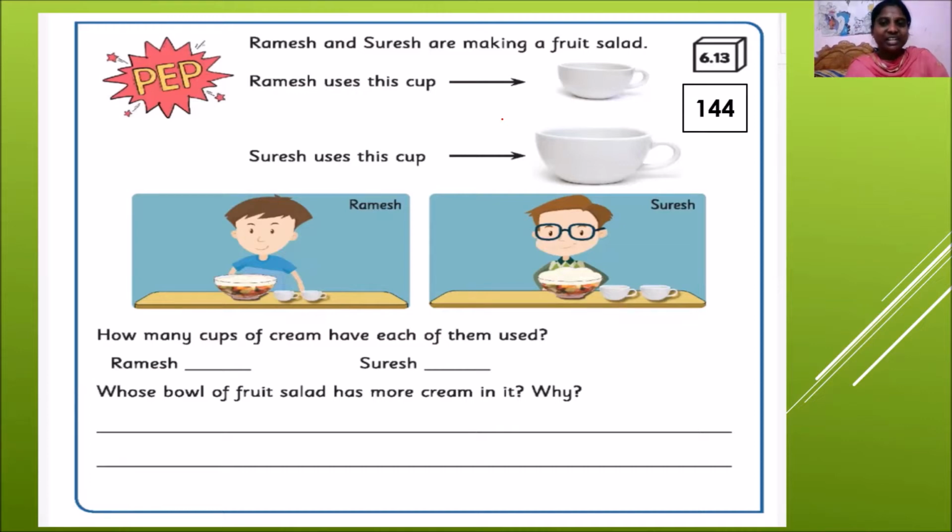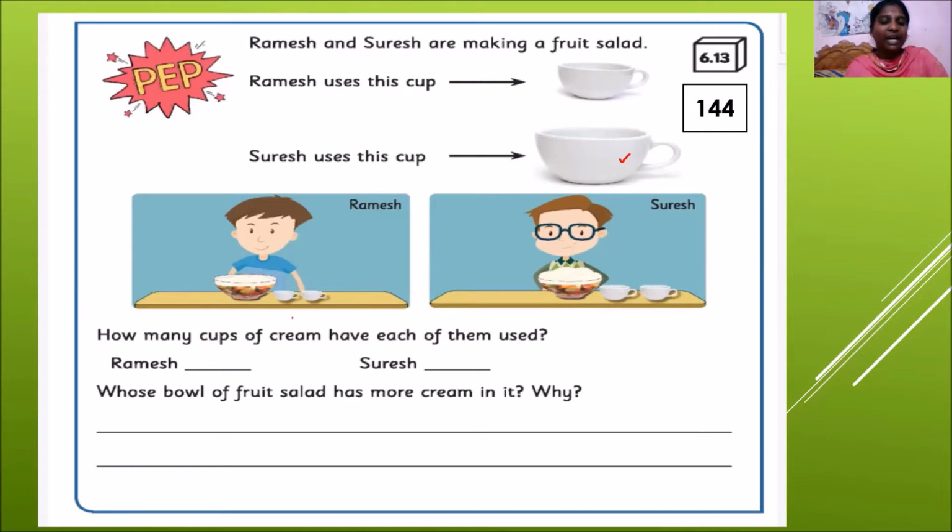Let's start our session, children. It is a book prep activity, page number 144. Ramesh and Suresh are making a fruit salad. Do you like fruit salad, children? Yes. Ramesh uses this cup. See the size of the cup? Suresh uses this cup. See it? Look at the images also, children. Here on the left hand side you are seeing Ramesh and on the right hand side you are seeing Suresh.